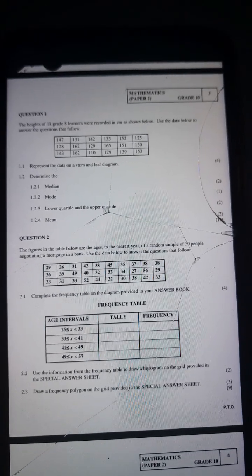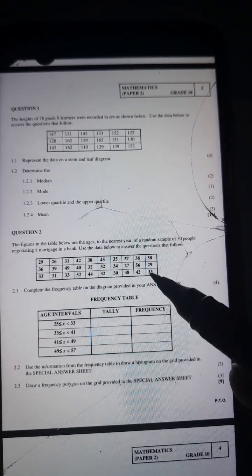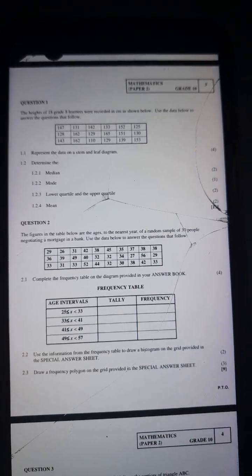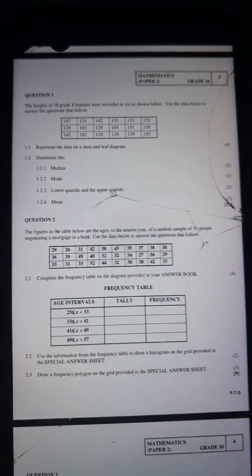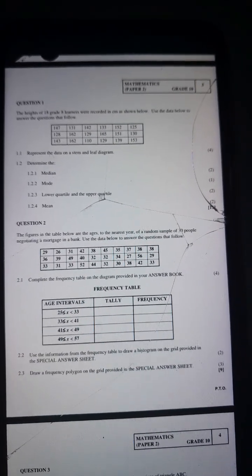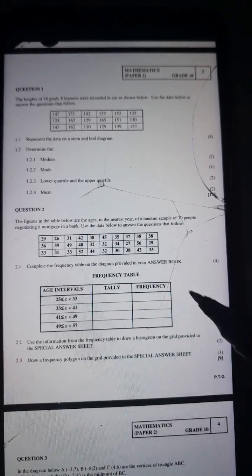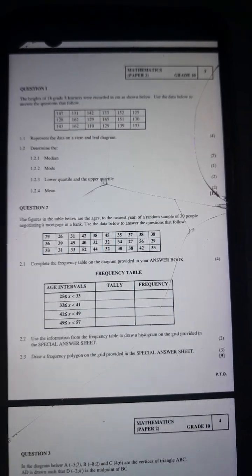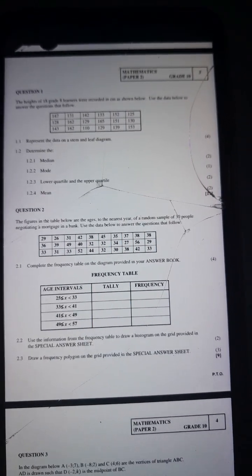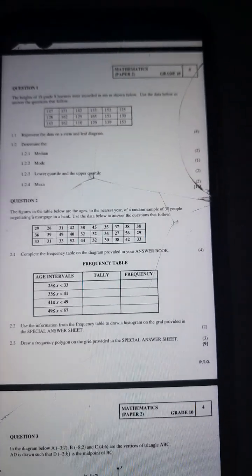So we're given 29, and so on, to 33. They said at 2.1, complete the frequency table on the diagram provided in your answer book. So we need to complete this frequency table. Let me first draw this table so that we can analyze. But before that, let's analyze this.